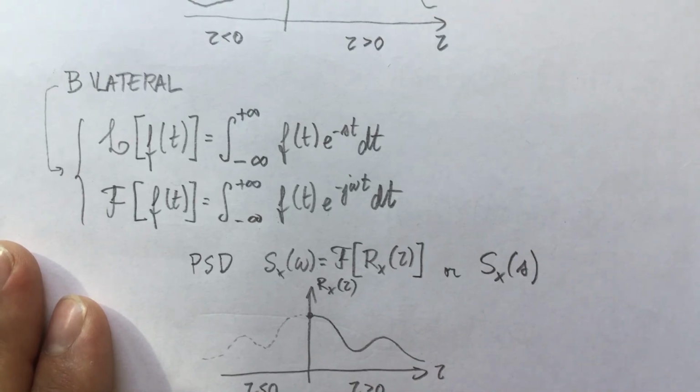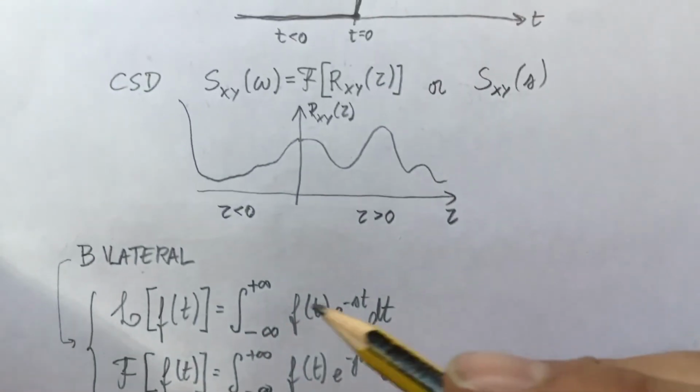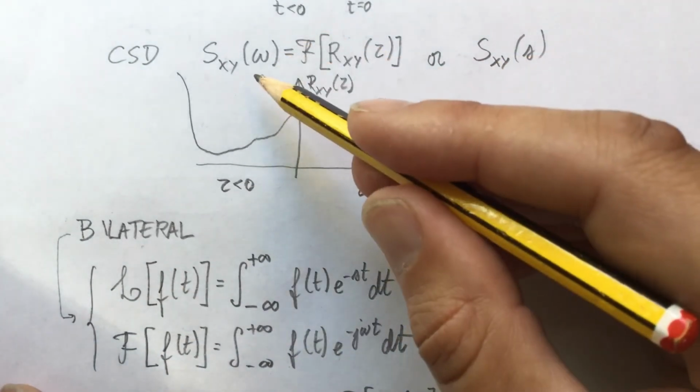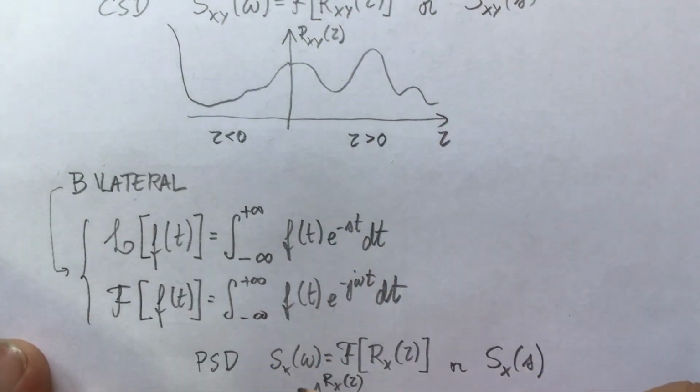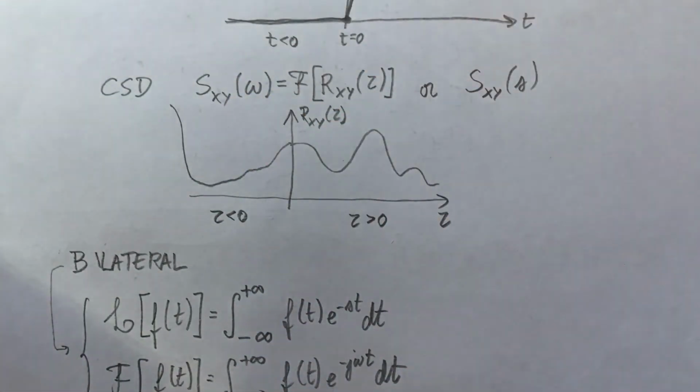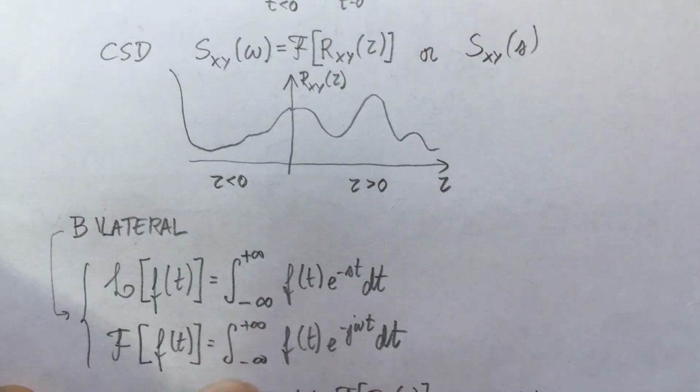Notice that it is sometimes difficult to see whether we are using the unilateral or the bilateral Laplace transform. We always use L and F for both. But when you see a power spectral density of a signal or a cross-spectral density of two signals, you can be sure that we are using the bilateral transforms, not the unilateral ones.